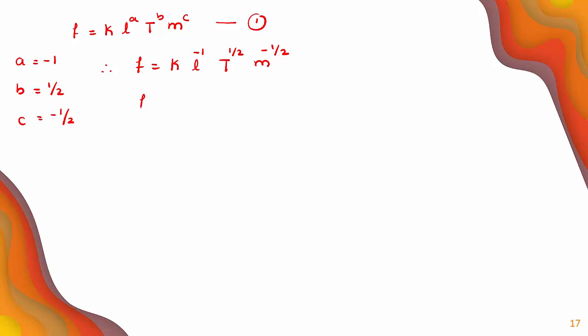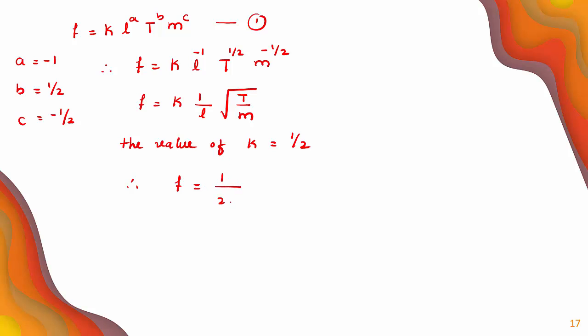So I can write F equal to K, keep as it is, 1 by L, root of T divided by m. Experimentally it is found that the value of K is how much? The value of K is equal to 1 by 2. Therefore, the final equation we get is 1 by 2L into root of T divided by m. So, this is the required equation.